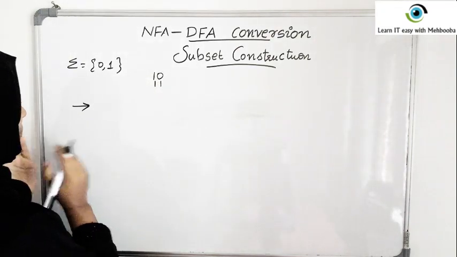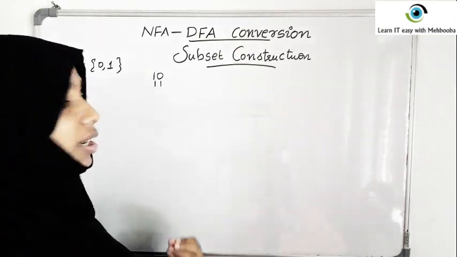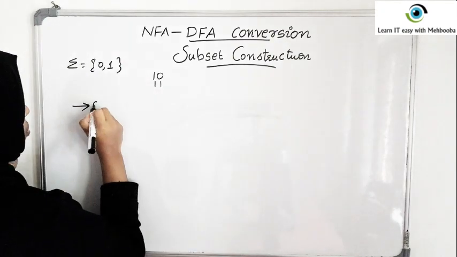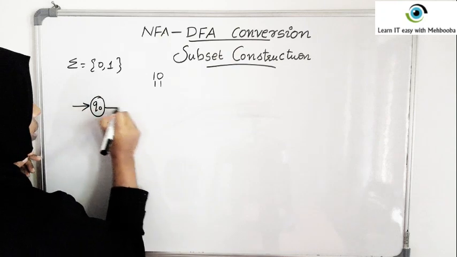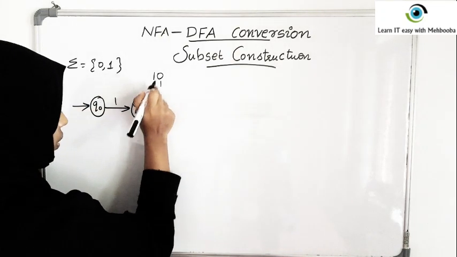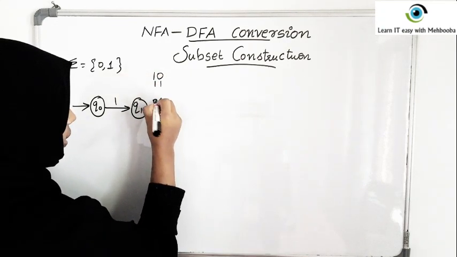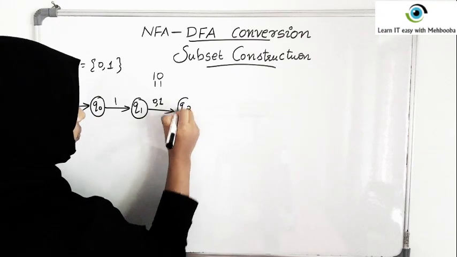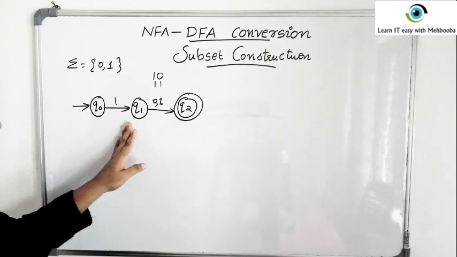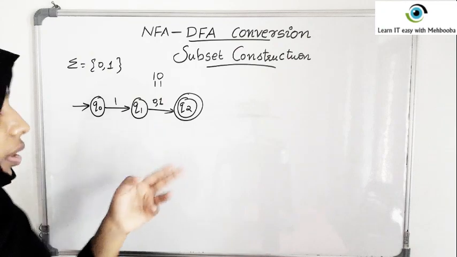As I have been repeating in all the previous videos, you have to always start by drawing it for the minimal string. So Q0, on 1 goes to Q1. Now from Q1, on 0 or 1, it goes to Q2. So this is the NFA for the minimal strings 1 0 or 1 1. From Q1 you can pick either 0 or 1.